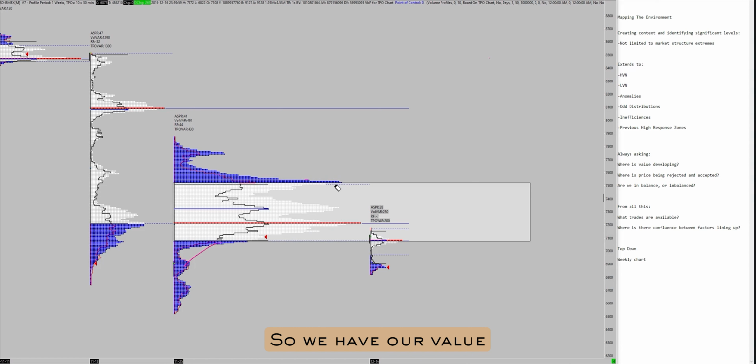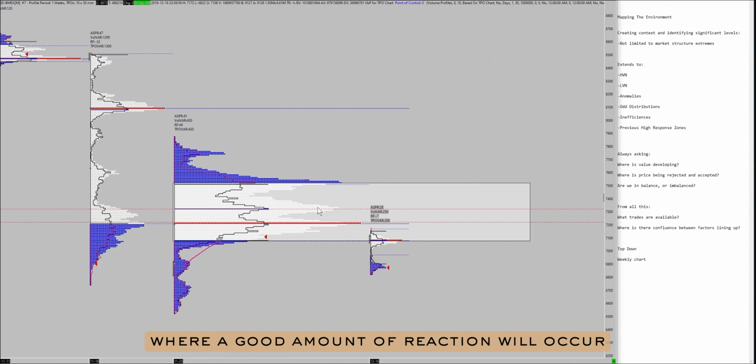So we have our value area high, value area low, and what we're going to do is also mark the point of control within this structure. That's our point of control right there, and our point of control within value is right here. We're going to say that this general area is likely going to be where a good amount of reaction will occur. This is more or less fair value within the center of the structure.